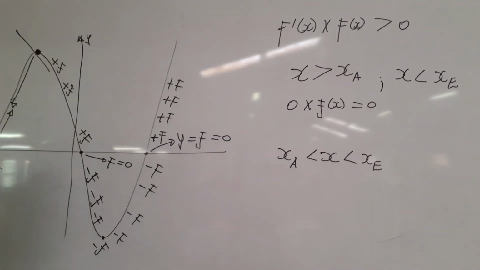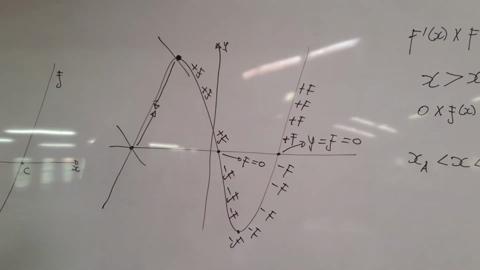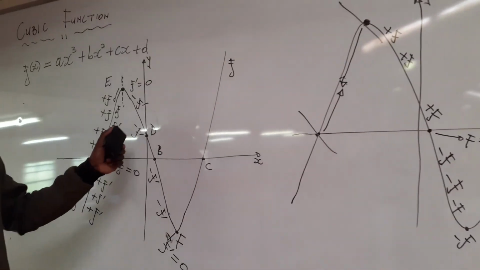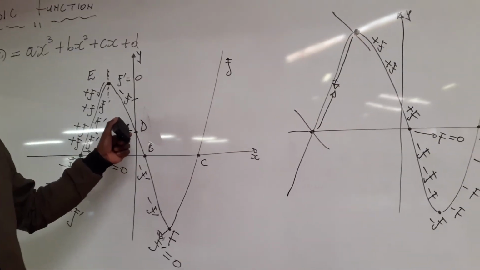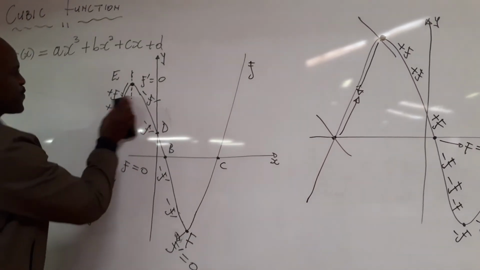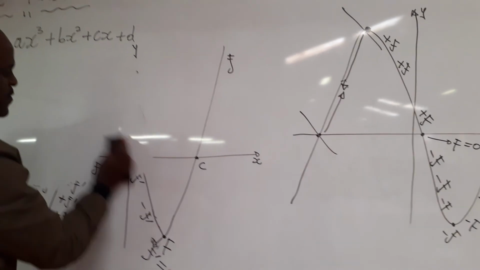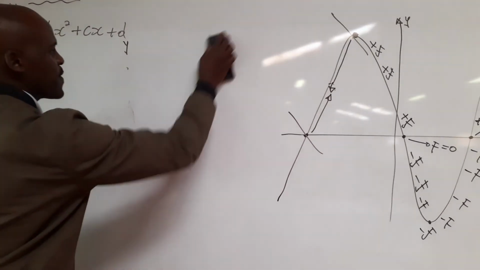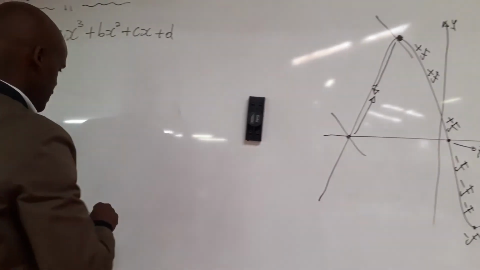Let's check again. Is there any part in our graph where we are going to find the positive answer? I can't see this graph now. Right?